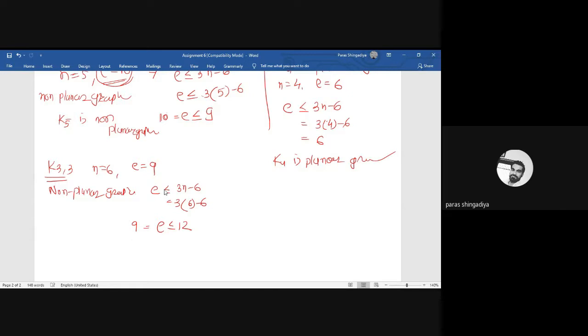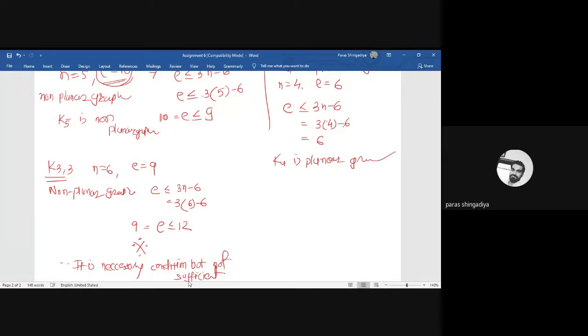But here the graph should be planar, yet we verified that it is a non-planar graph. So this contradicts our statement, our result. If it is up to 3n minus 6 edges, then it should be planar. But K3,3 is non-planar. So that contradicts our statement, and therefore we can say that it is a necessary condition, but not a sufficient one. So in this graph we get a contradiction.